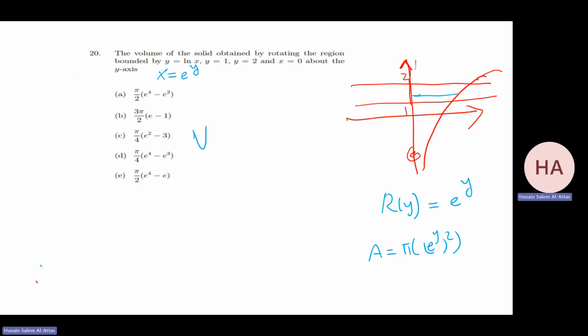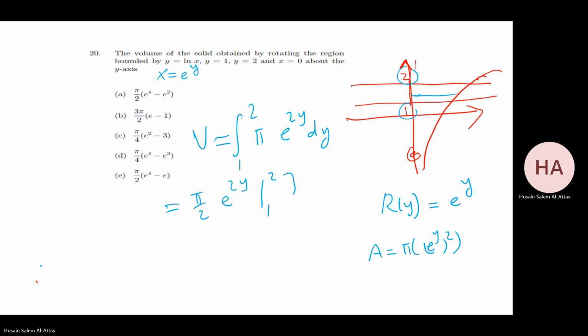So the volume, and that will be from where to where? From y equals 1 to 2. That is pi, integral from 1 to 2 of e to the power 2y dy. That gives me pi over 2 e to the power 2y from 1 to 2. That gives me what? Pi over 2 times e to the power 4 minus e squared. That's an easy one.